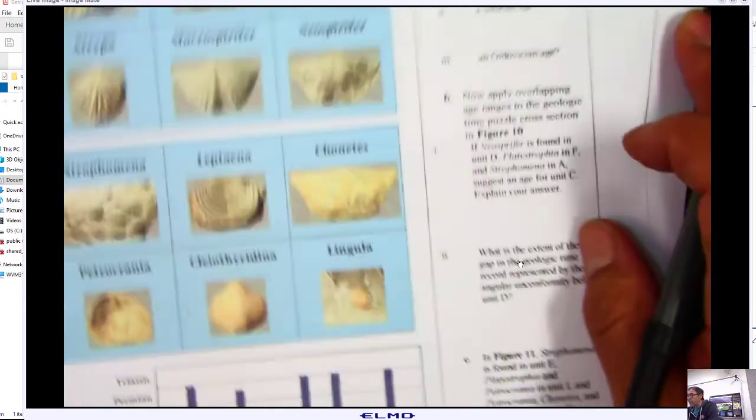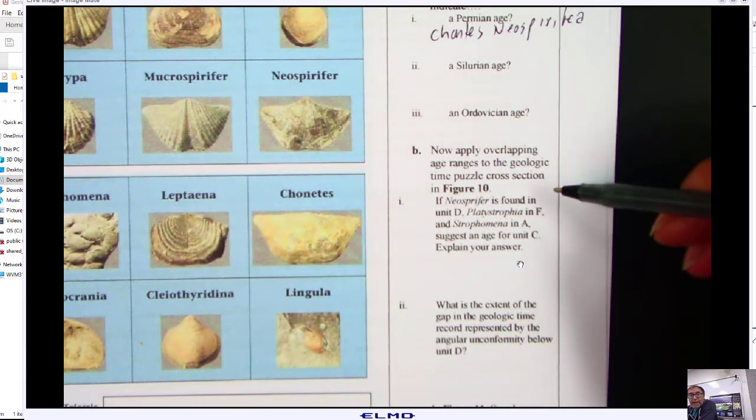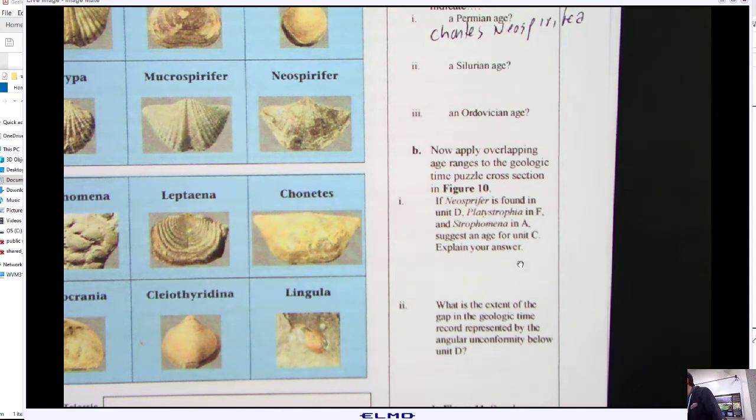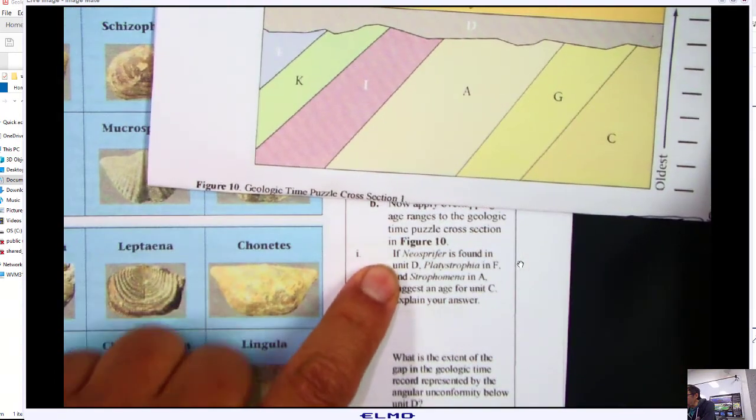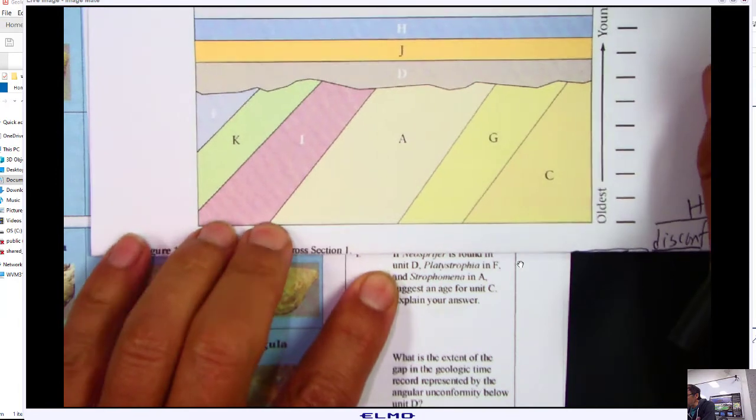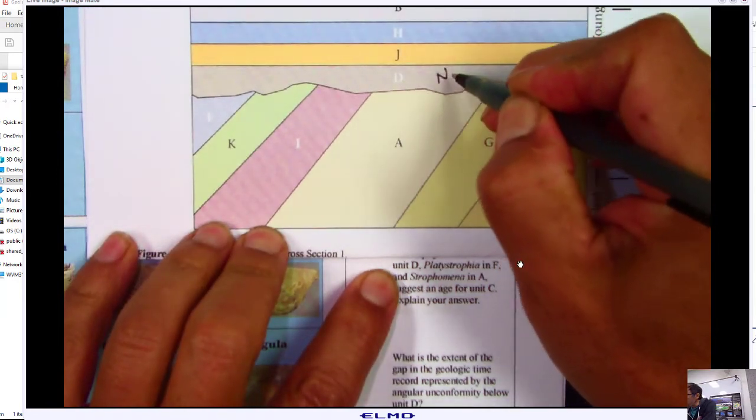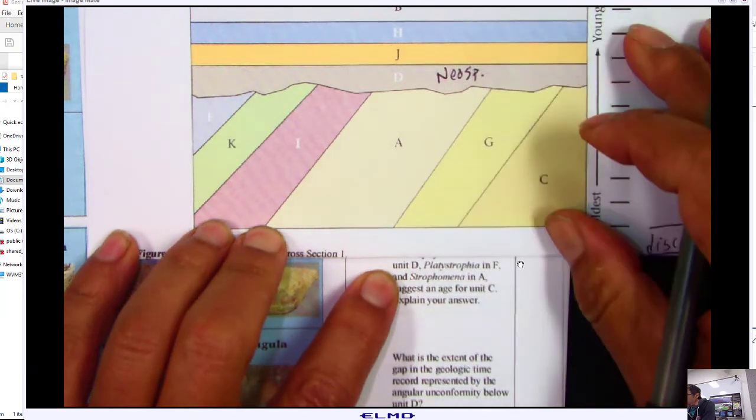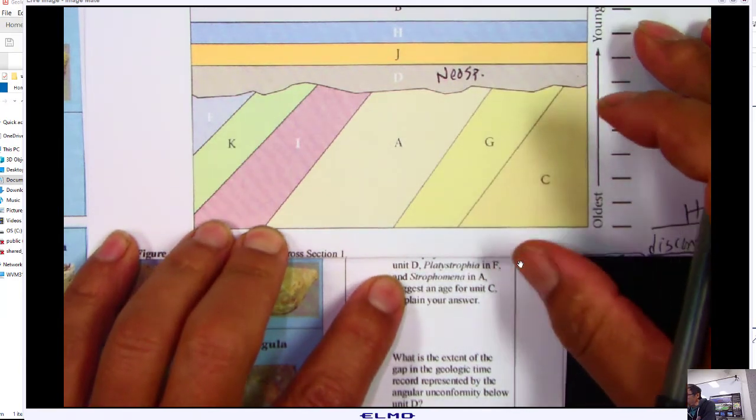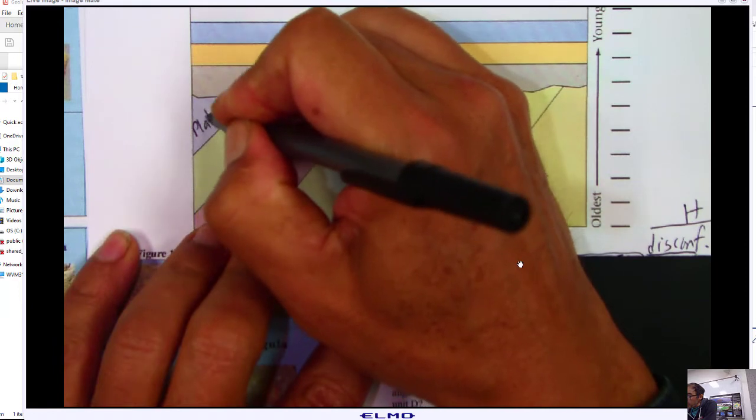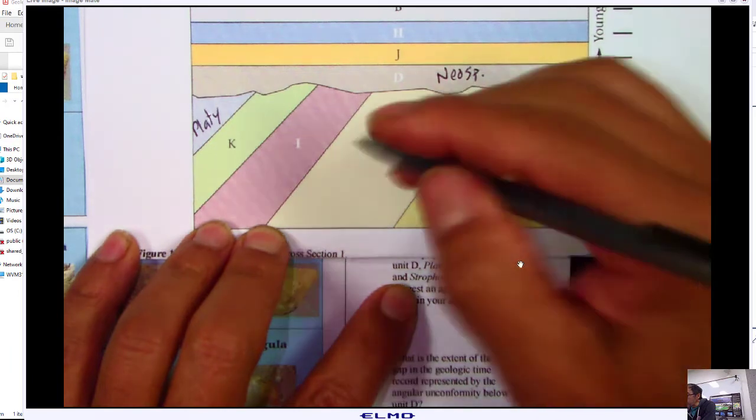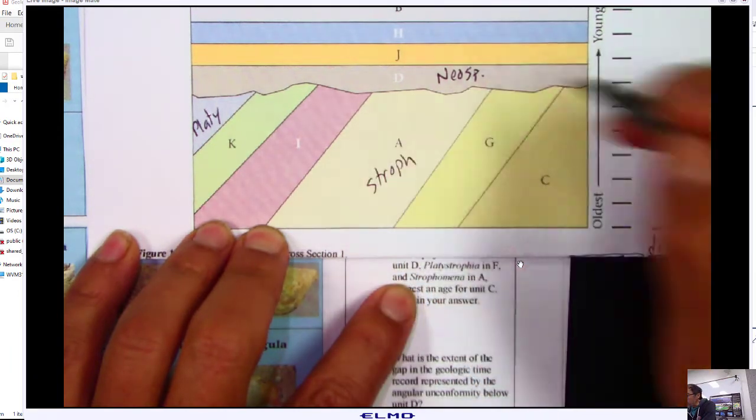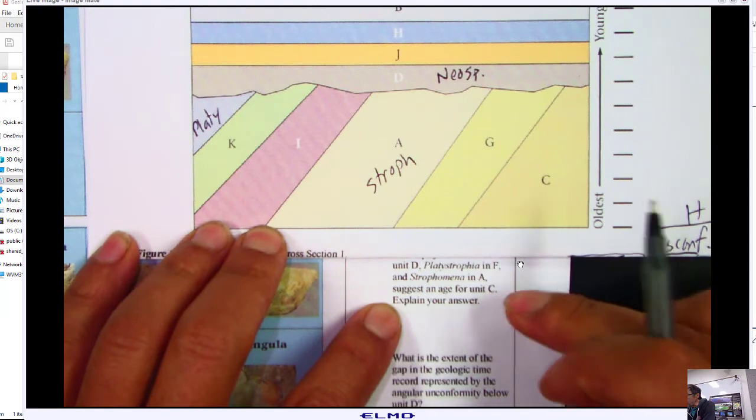Now, for part B, apply the overlapping age ranges to the geologic time puzzle cross-section in figure 10. So if we go back to figure 10, so here's our figure 10, right? So if Neurospifera is found in unit D, so where is unit D? So I'll put NEO for Neospifera here. And then Platystrophia in F, I'll put Platy in F, and Strophomenia in A. I'll put Stroph here for A. Suggest age range for unit C.